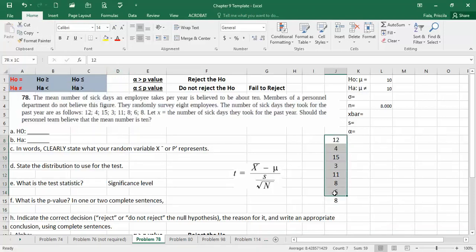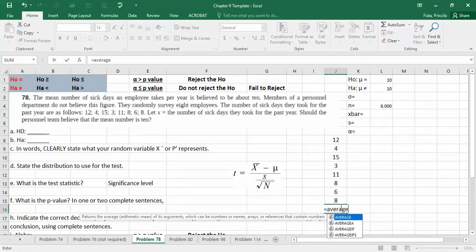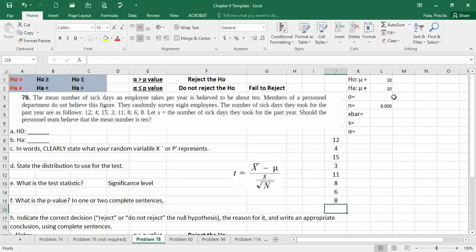Well, we need to average these days to see what is the average of sick days they took. So we can do average. Actually, we can put it up here because that's going to be the mean of sick days for these 8 employees. So let's go over here.